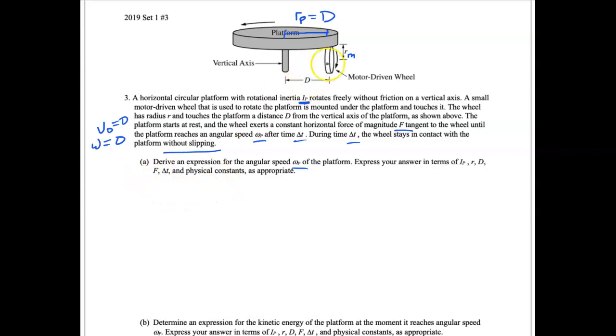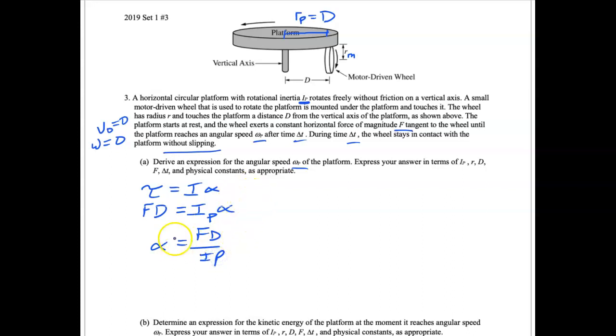So we know that this is creating a torque on this platform. So we're going to just say that torque is equal to the moment of inertia times alpha. And for this one, we know that we have a force times a distance. So it is the force from this wheel acting on this distance. And notice that these are at 90 degrees, so there's no trig function that we need here. And that's equal to IP, so that's the moment of inertia of the platform, times its angular acceleration. So now we've got angular acceleration is equal to FD all over IP.